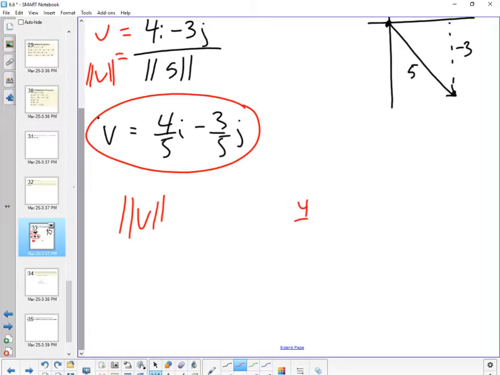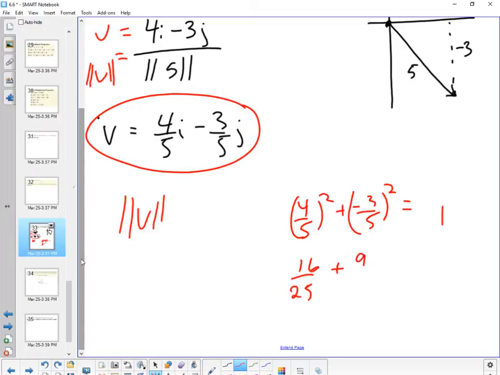4/5 squared plus negative 3/5 squared should give me... 16 over 25 plus 9 over 25. What should that equal if it's a unit vector? One. So what's 4 squared? 16 over 25 plus 9 over 25. What's 16 25ths plus 9 25ths? 25 25ths. Does that equal 1? Yes. Unit vector.